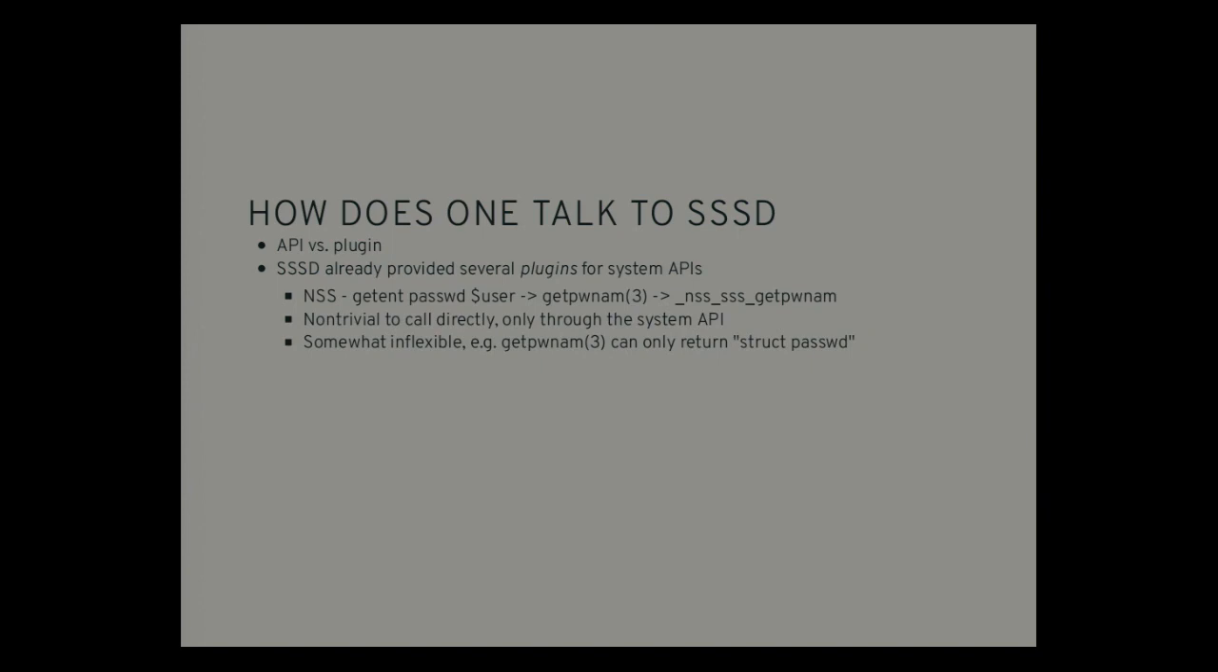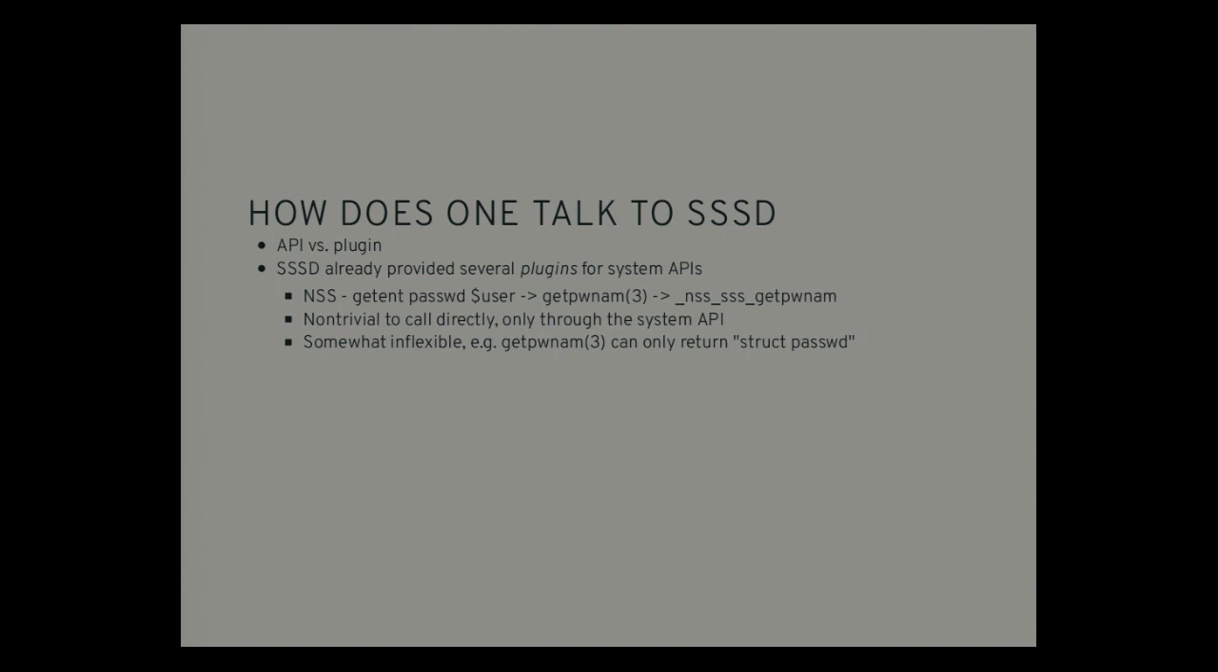But it's not a publicly available API. In the case of getent passwd user, you talk to an interface called NSS, name service switch, which inside calls the libc function getpwnam, which then talks to SSSD through a function that SSSD provides, the nss_sss getpwnam. This is not trivial to call directly from the application. It's somehow possible. You can dlopen the library and dlsym the functions and then call them, but that's really awkward. And it's not really flexible. If you call this interface, getpwnam, you only get a fixed set of attributes. You only get the username, home dir, shell, and so on. But I had the example with the email address. It's not there.